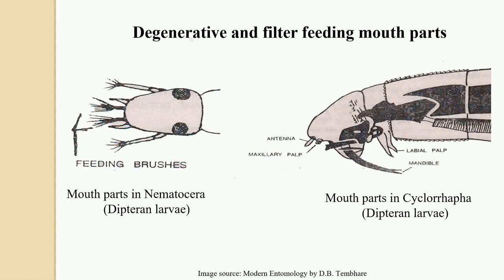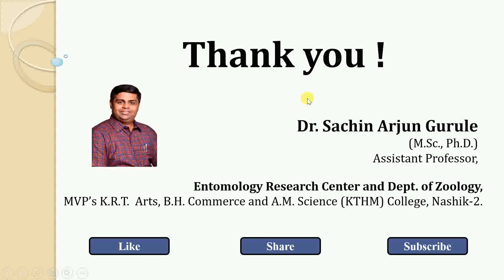So this is generally the mechanism, and the modification can be found in some insects where the principal appendages of the mouthparts are lacking, and instead they are developed into brush-like structures, and such mouthparts are referred to as degenerative or filter feeding mouthparts. So with this we have completed the types of mouthparts in insects, and with this topic we have completed the head part of the insect belonging to the morphology of insects.